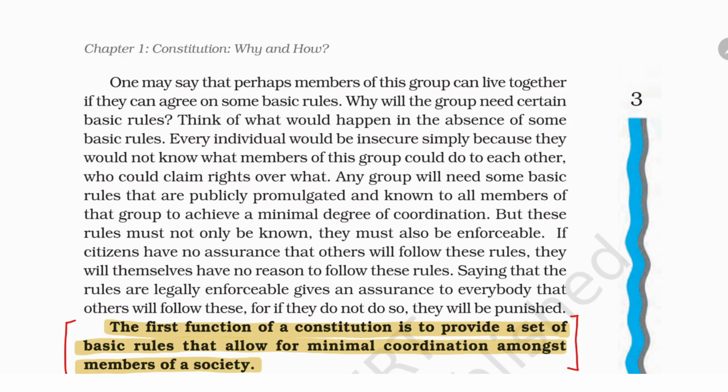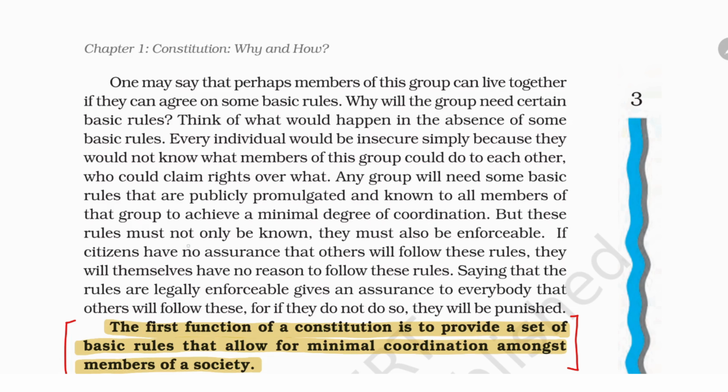Why will the group need certain basic rules? Think of what would happen in the absence of some basic rules. Every individual would be insecure simply because they would not know what members of this group could do to each other. Who could claim rights over what? Any group will need some basic rules that are publicly promulgated and known to all members of that group to achieve a minimal degree of coordination.